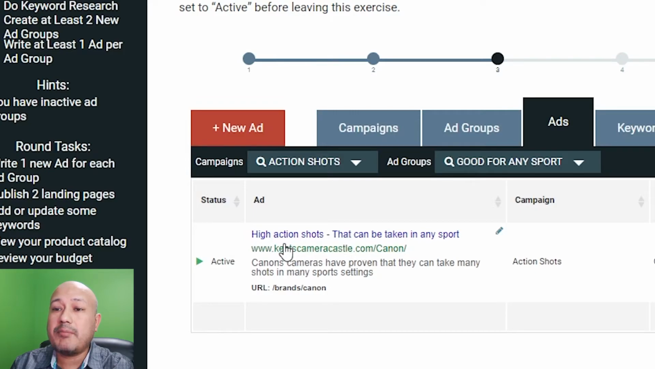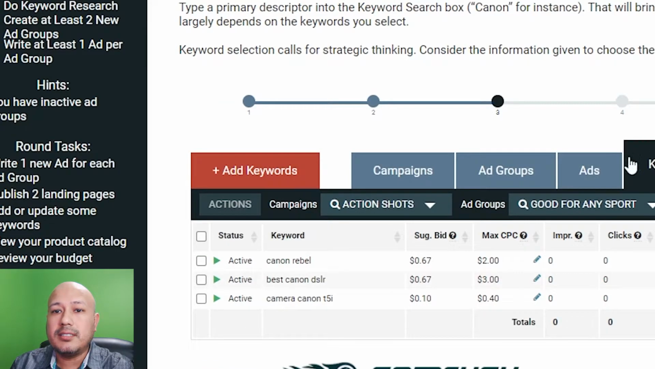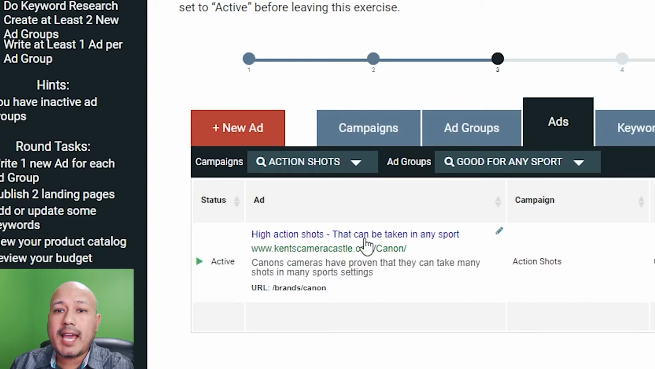So if somebody is typing the keyword, now let's take a look at the example. What are the words that are used here? Action shots, right? Canon cameras. So let's take a look at the keywords and whether or not the keywords are relevant to the ads. So here we can see Canon, best Canon DSLR camera, Canon T5i. So there are Canon cameras. So this particular ad group is definitely for Canon cameras, but the ad is not making that extremely clear. The student has used Canon, which is the keyword, a few times, but it's not been used in the header, right? And this is one of the most important parts.